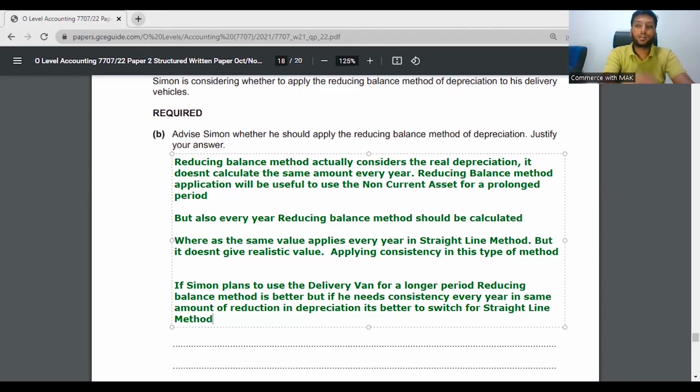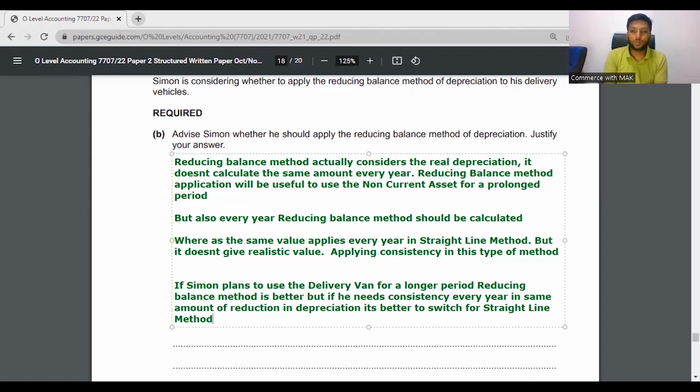One request I'm asking from all my students: do not go and say from my idea, from my perspective, from my understanding. I will write as per my knowledge. That's wrong. Always remember, based on the question, always use the case study's name, Simon. Always use what type of machines they are using. So it is narrated to the case study which they are requesting. Here they are saying a story that Simon is thinking to use RBM or SLM. So you need to give an idea which is better.